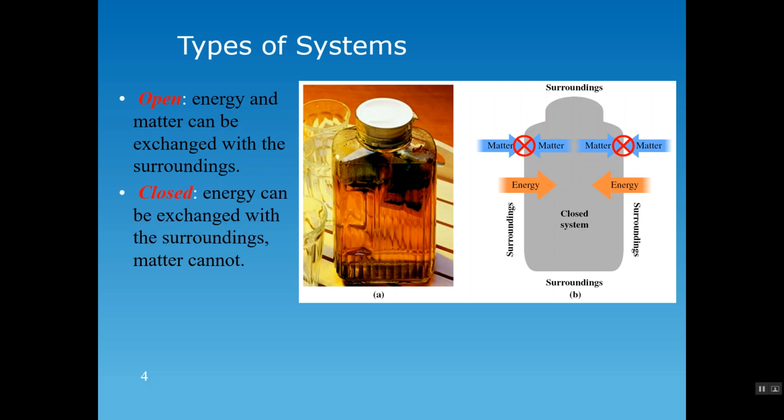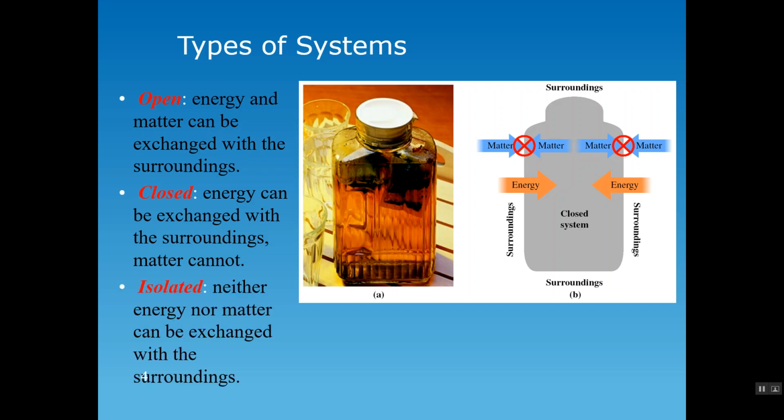We can have what is known as a closed system, where you can have energy being exchanged between the system and surroundings, but not matter. And then we have what is known as an isolated system, where you cannot have either energy or matter exchanged between the system and surroundings, all right? So we're going to talk about the differences between these systems in some detail later on, but for now, these are basically some introductory terms in relation to the different types of systems, all right?